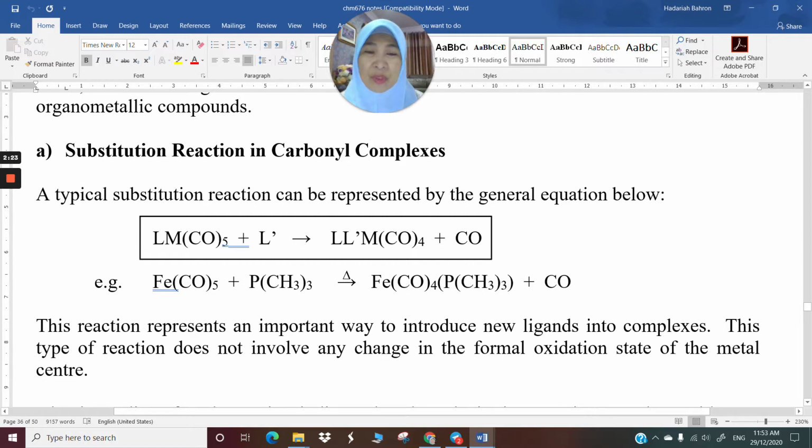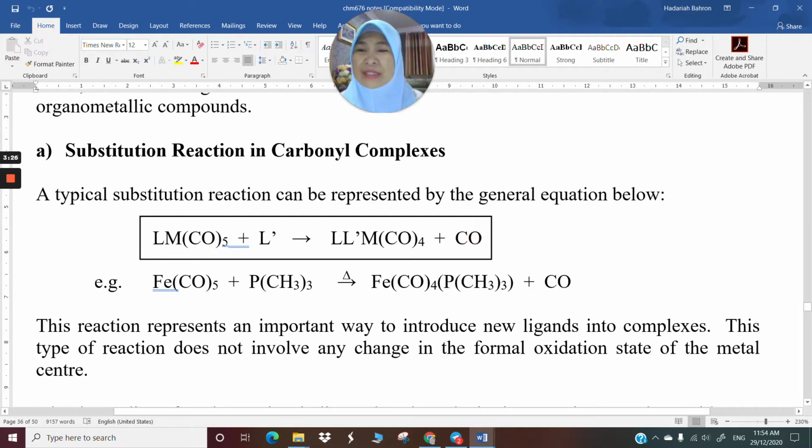Yes, we have seen some substitution reactions in my previous lectures. It is typically presented as L, M, CO, where L is any ligand, M is the metal, and CO is the carbonyl ligand. If another ligand comes in, which we give the symbol L prime, this L prime can substitute one of these carbon monoxide ligands. So after the substitution, you obtain L prime, M, CO4. Originally there were 5, now it becomes 4, and the fifth carbon monoxide ligand will be kicked out of the compound.